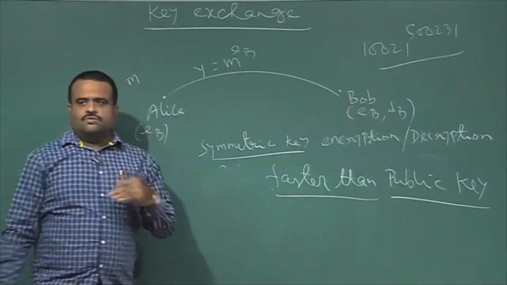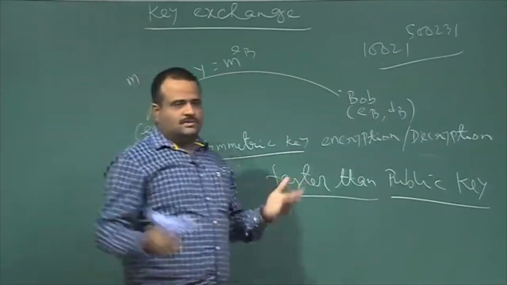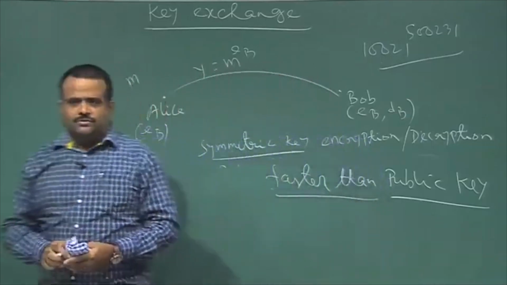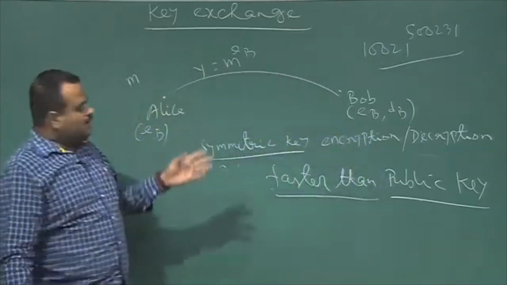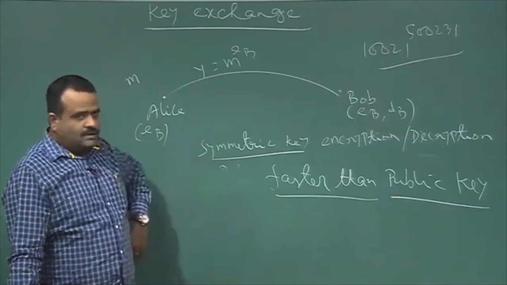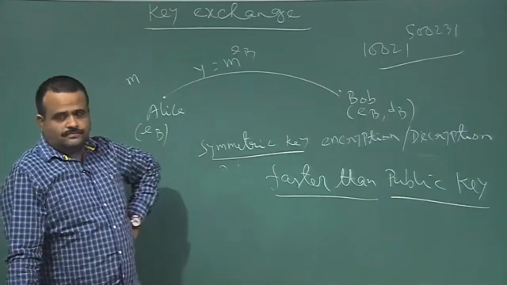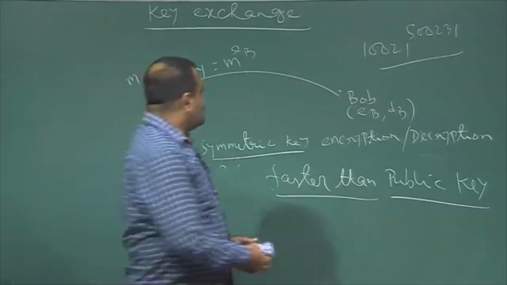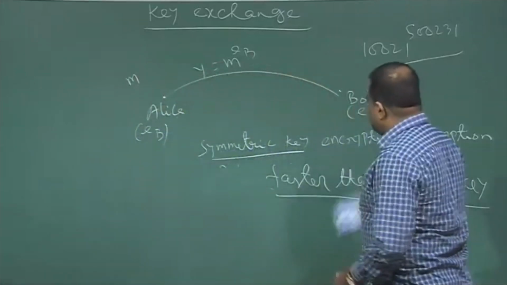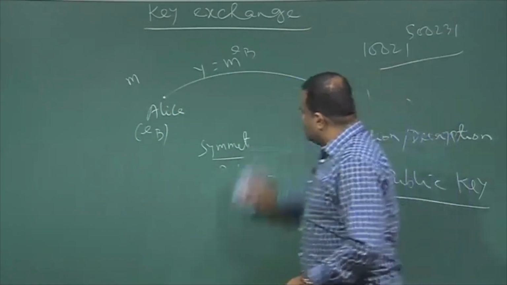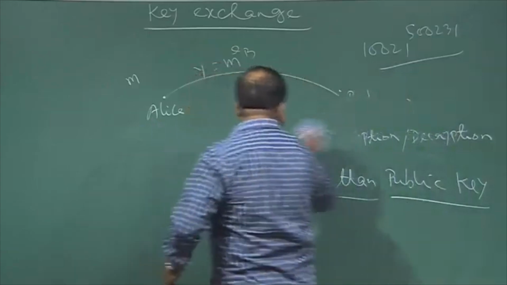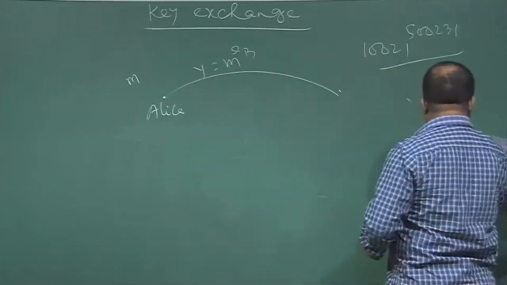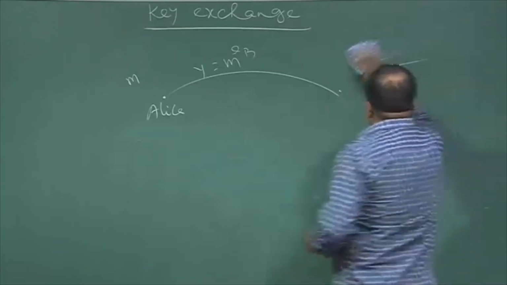So if we want to communicate a large message, in terms of computation complexity we prefer to use symmetric key. Now the question is, for symmetric key, these two parties need to agree on a common key. So how can they exchange a common key?